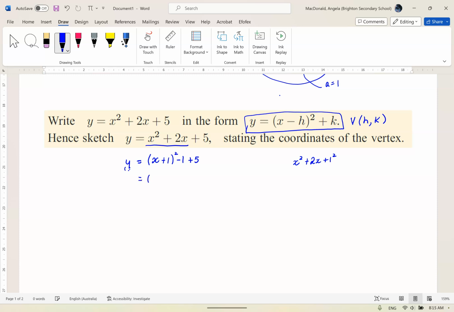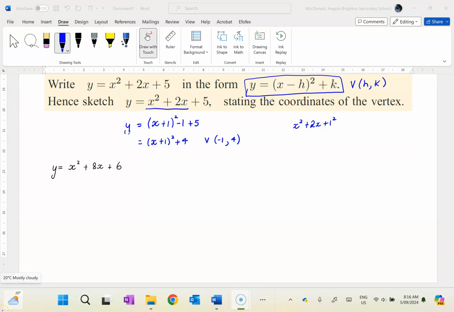So what we now have is x plus 1 squared, minus 1 plus 5, which is positive 4, and we can now confidently say that the vertex would have to be minus 1, 4. And that's it. So let's try one more.